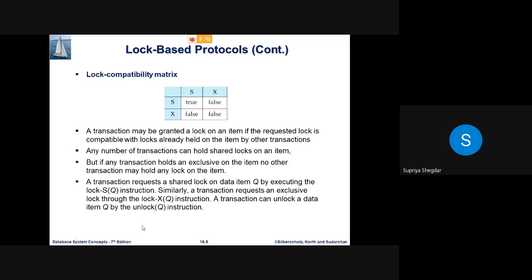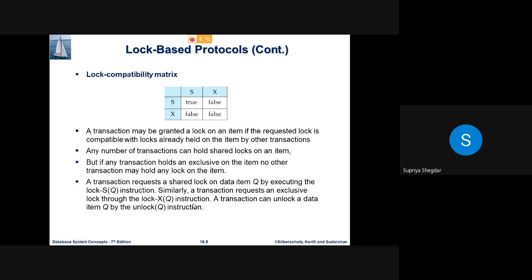Here the transaction requests a shared lock on the data item Q by executing the lock-S(Q) instruction. This Q is nothing but the data item. So if the transaction is requesting the shared mode lock on the data item Q, then the transaction must execute the lock-S(Q) instruction. Similarly for the exclusive lock, the transaction must execute the lock-X(Q) instruction.